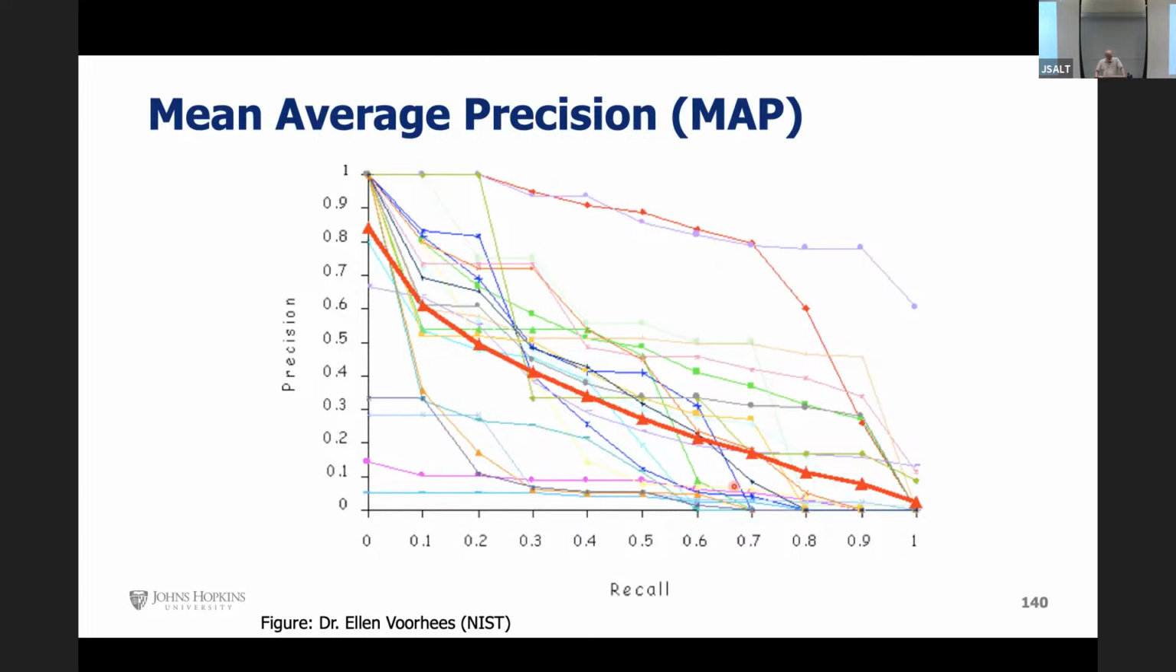Each of these lines is a different topic, and you have a bunch of topics. Some of them your system does really well on, and some of them it crashes and burns. This is the standard way these are laid out. Recall is on the x-axis, so as you look down the x-axis, you're looking deeper and deeper into the results. And the y-axis is your precision, up is better. So you can see that mean average precision, while it is probably the most commonly cited overall metric for a system, is hiding a lot under the hood.